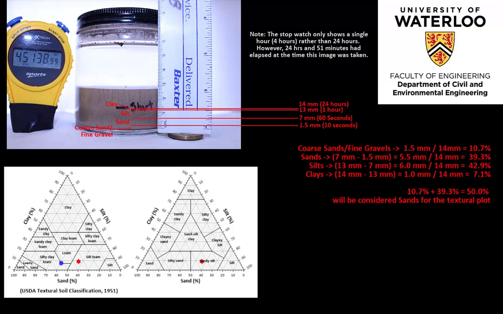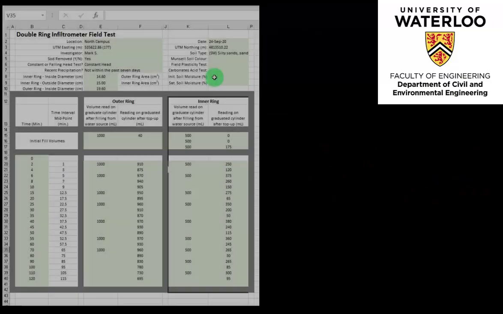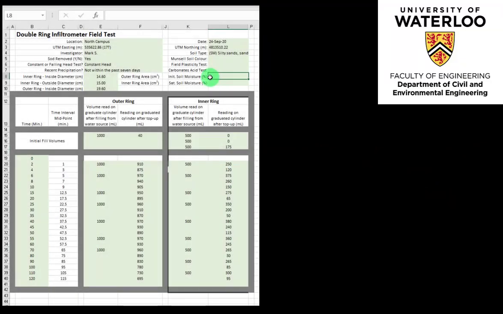The final two items evaluated in the lab analysis were the initial and saturated soil moisture contents of the E-horizon. Theta I was determined to be 16.85%. This was determined by massing the collected E-horizon sample and then remassing it after drying in an oven. The difference in weight relative to the pre-dried weight is the initial moisture content.